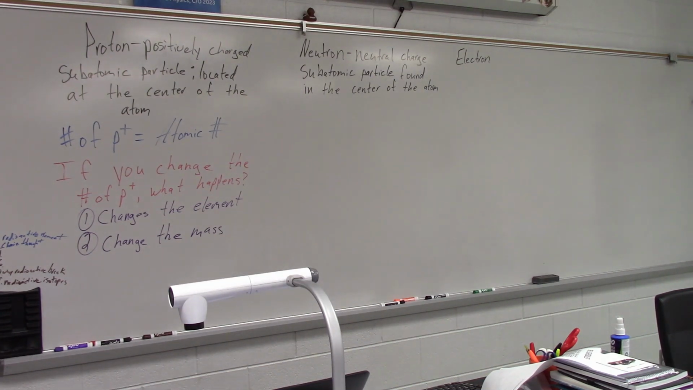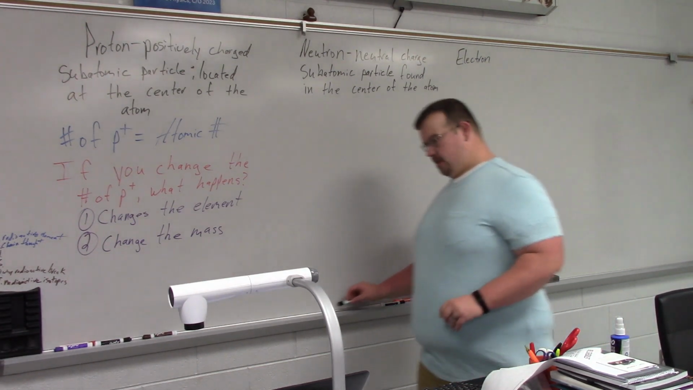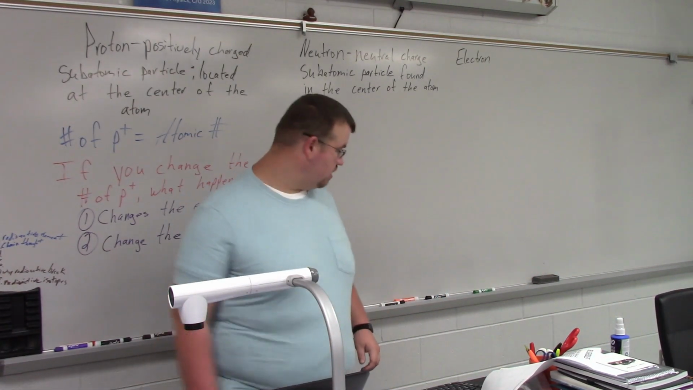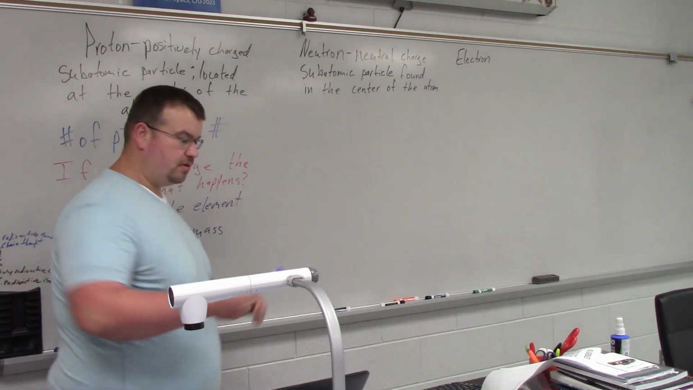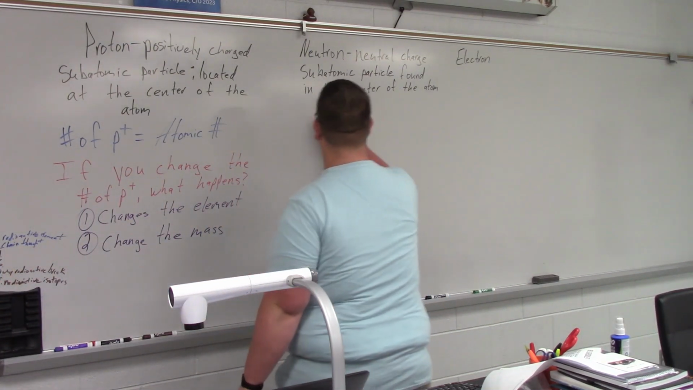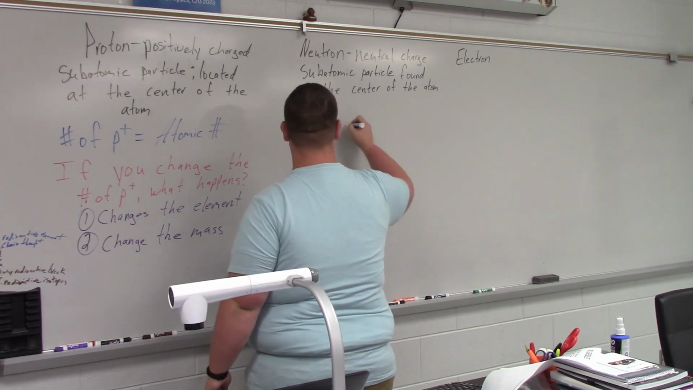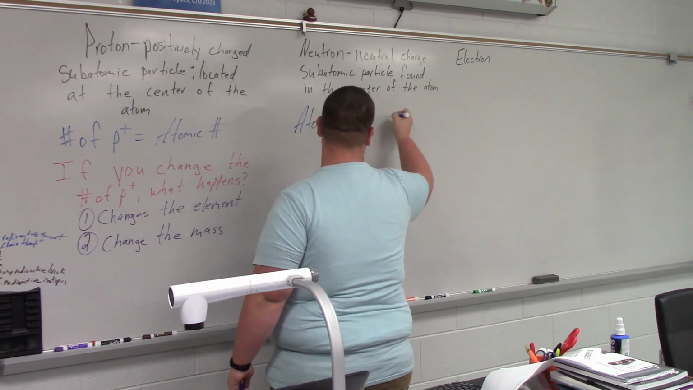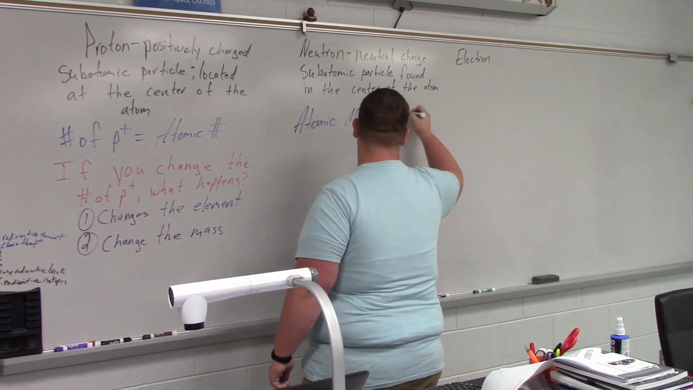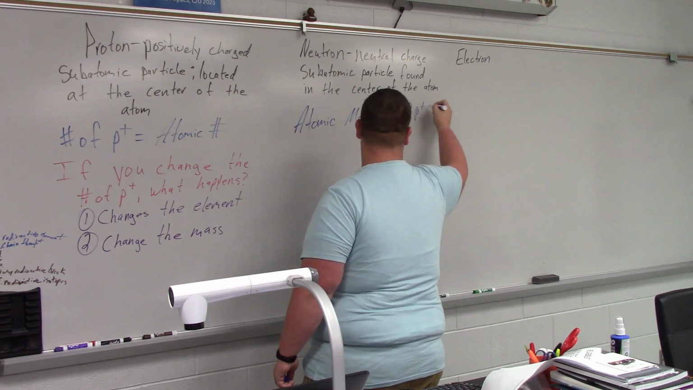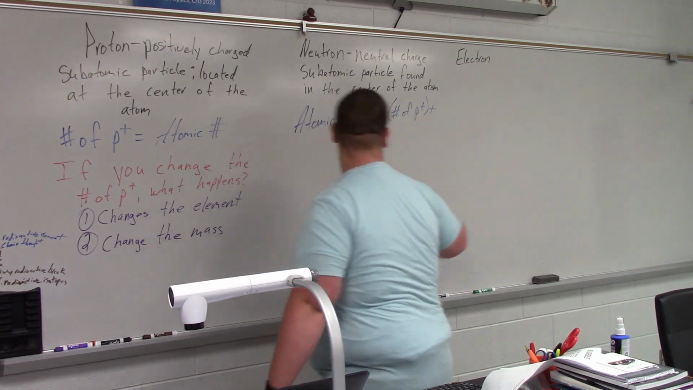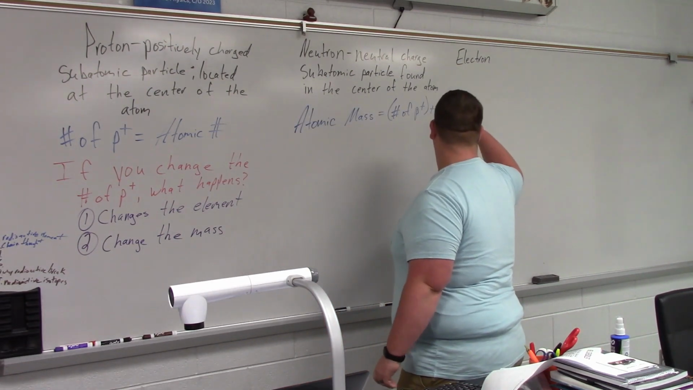All right, I love how you all said it, but I love what she said because she said a magical word. What was the last two words you said? The protons plus the neutrons equal the atomic mass. Exactly. Protons plus neutrons equals atomic mass. So the atomic mass is equal to the number of protons plus the number of neutrons.